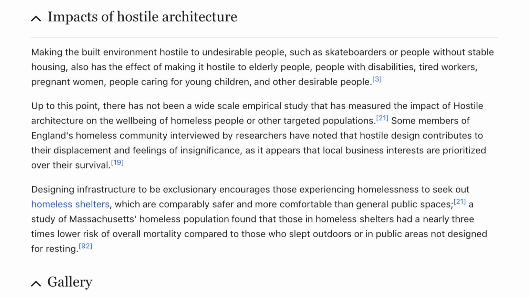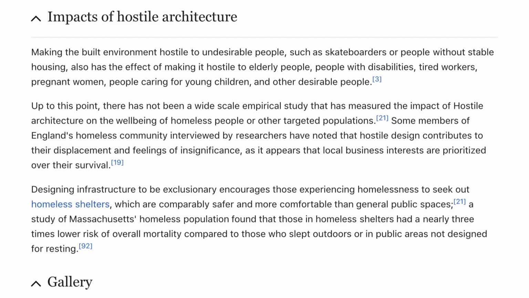Impacts of hostile architecture. Making the built environment hostile to undesirable people, such as skateboarders or people without stable housing, also has the effect of making it hostile to elderly people, people with disabilities, tired workers, pregnant women, people caring for young children, and other desirable people. Up to this point, there has not been a wide-scale empirical study that has measured the impact of hostile architecture on the well-being of homeless people or other targeted populations.